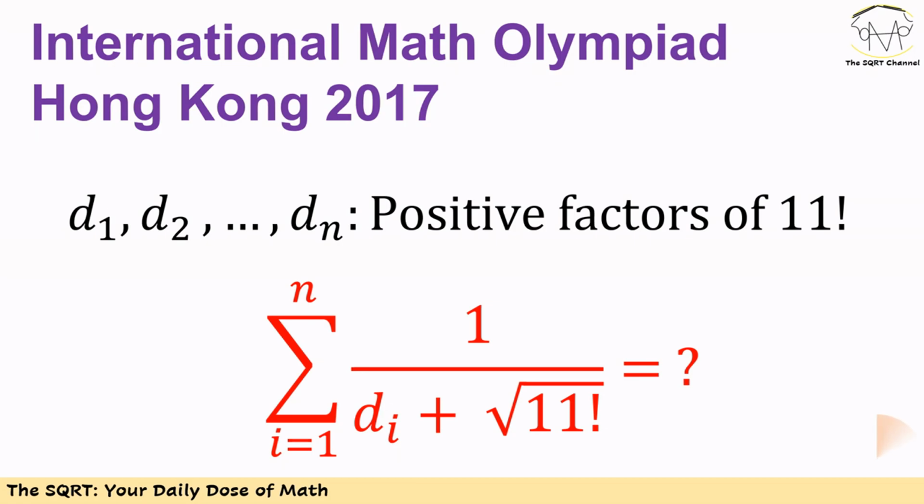This comes from Hong Kong 2017. Let's assume that d1, d2 until dn are positive factors of 11 factorial. We want to find the sum of 1 over (di plus SQRT of 11 factorial) for i equal to 1 to n. Before moving to the solution, make sure that you pause the video to think about the problem.